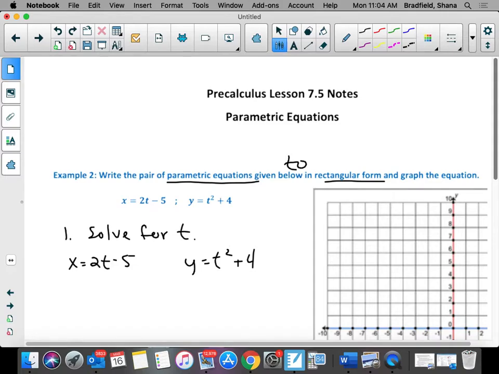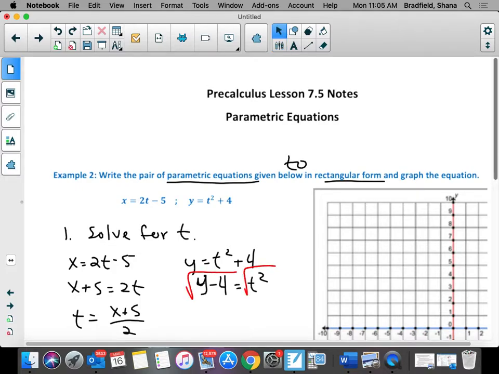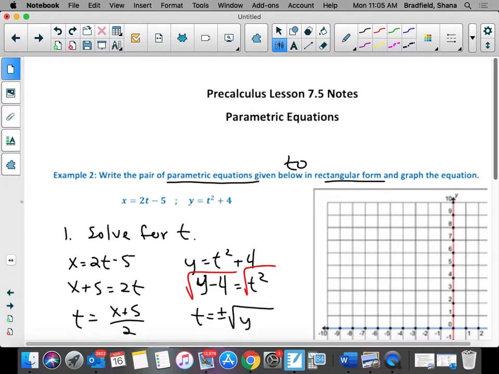So when I solve for t, I'm going to add 5: x plus 5 equals 2t, and so t is (x plus 5) over 2. Then in my y equation, I'm going to subtract 4, so I have y minus 4 equals t squared, and we're going to take the square root, and I get t is equal to plus or minus the square root of y minus 4.